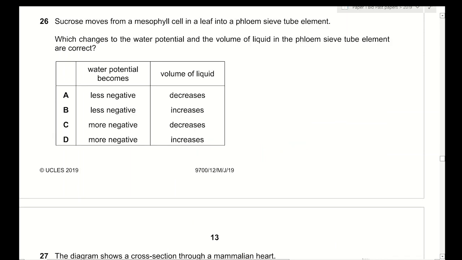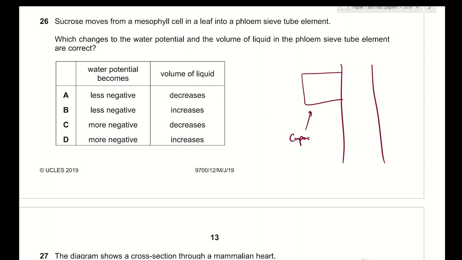Question number 26. Sucrose moves from a mesophyll cell in a leaf into the phloem sieve tube elements. Which changes to the water potential in the volume of liquid in the phloem sieve tube elements are correct? Now, let's first outline the process so you students are able to understand it. Let's assume that this is the companion cell and this is the sieve tube element and this is the cell wall of the companion cell.